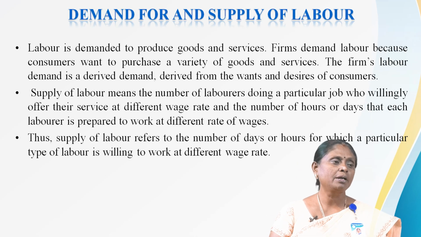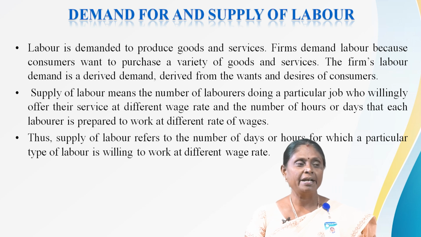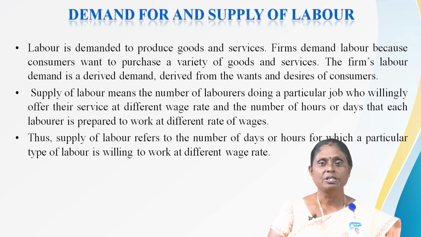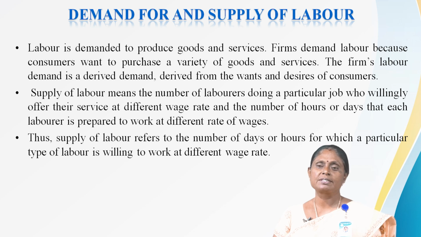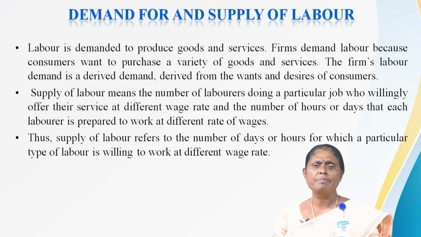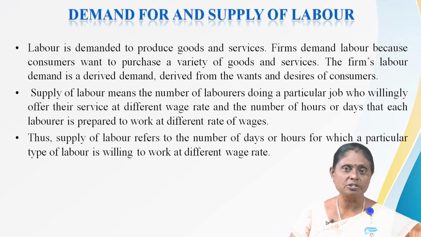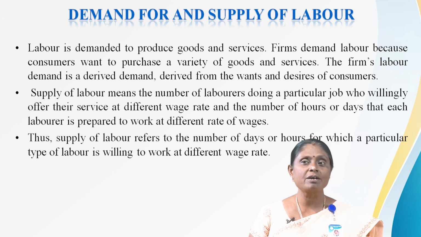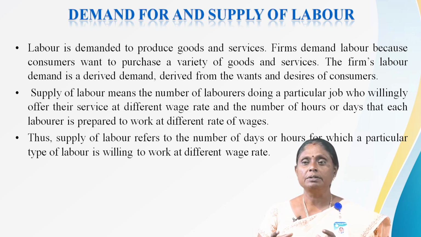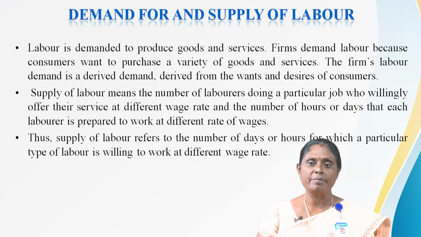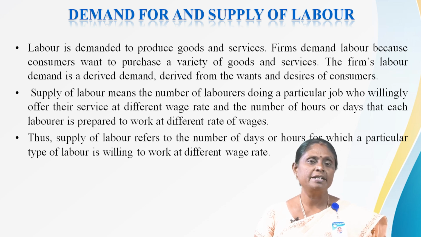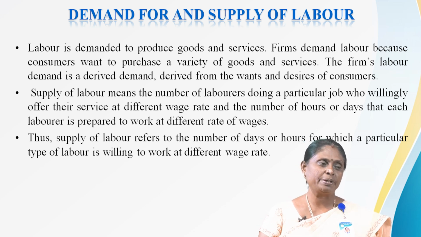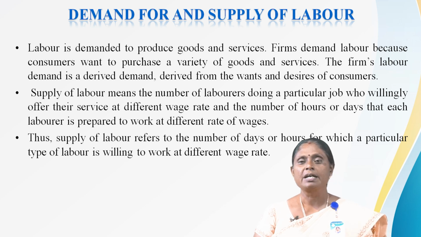Next, demand and supply of labor. Labor is demanded to produce goods and services, whereas firms demand labor because consumers want to purchase a variety of goods and services. The firm's labor demand is derived demand, derived from the wants and desires of consumers. It depends upon the wants and desires of consumers.